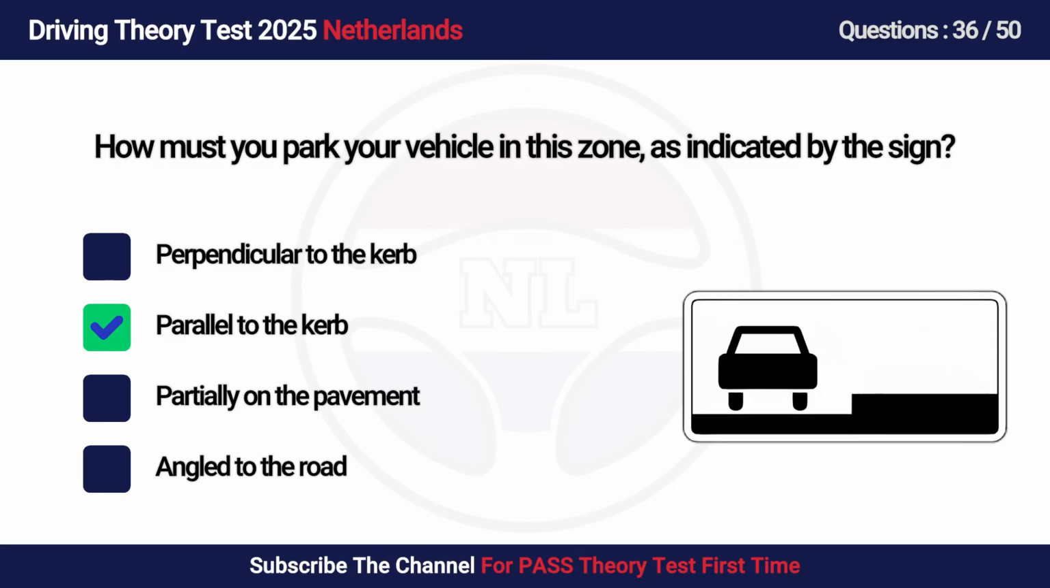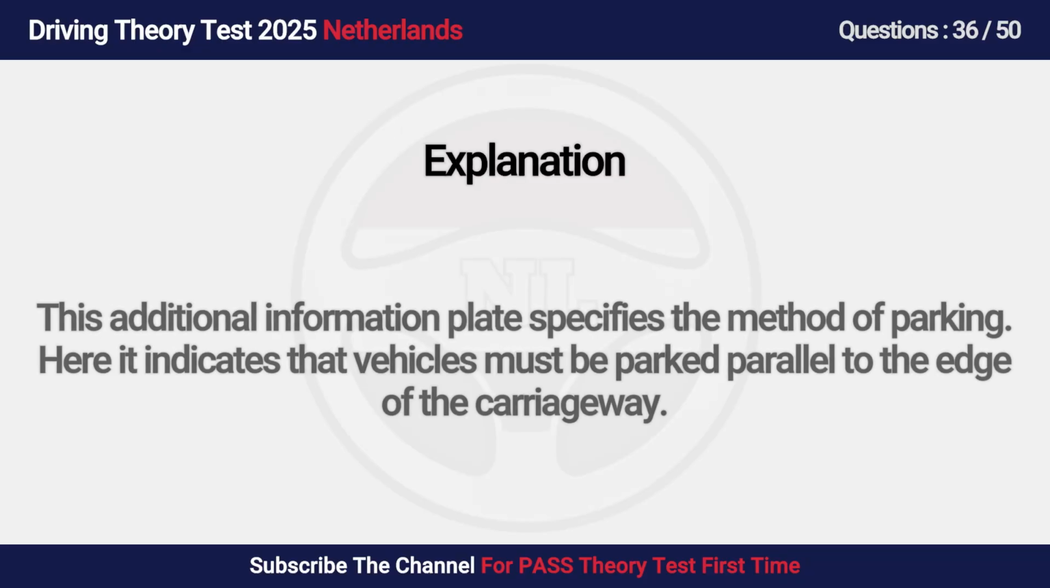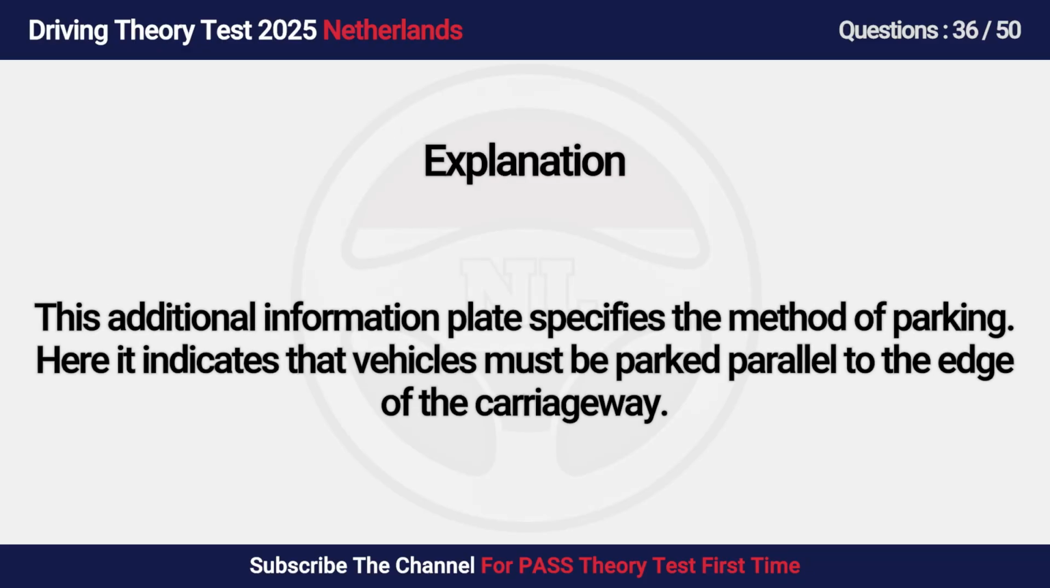Answer is B. Parallel to the curb. This additional information plate shows the method of parking. Here it indicates that vehicles must be parked parallel to the edge of the carriageway.